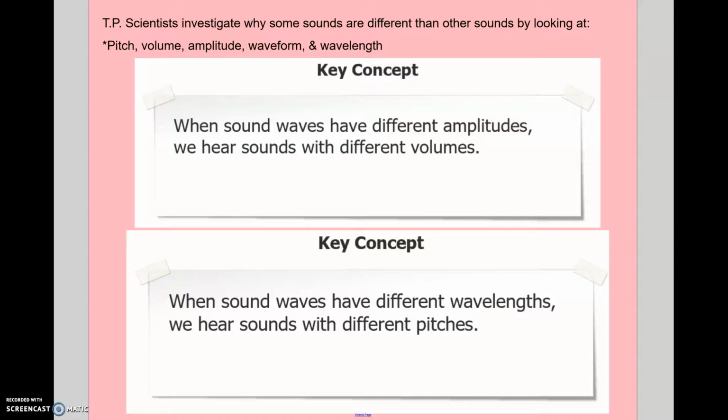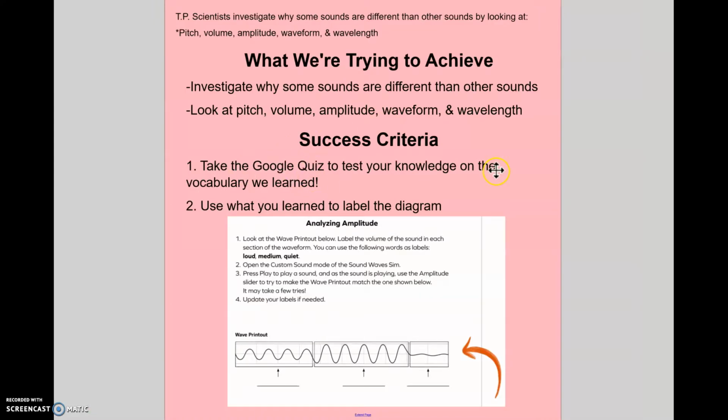So today, your job is to take the Google quiz to test your knowledge on the 5 vocabulary words that we learned today: pitch, volume, amplitude, waveform, and wavelength. You can come back to this video as many times as you need. All the answers are in this video. Then also in the Google quiz, you're going to use what you learned to label the diagram below. So by looking at the wave printout, we have to think, is this part loud, medium, or quiet? And same thing for the other 2 parts.